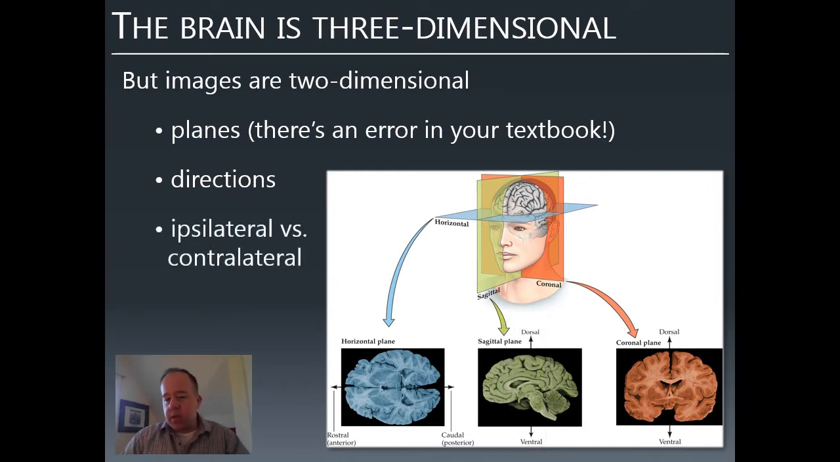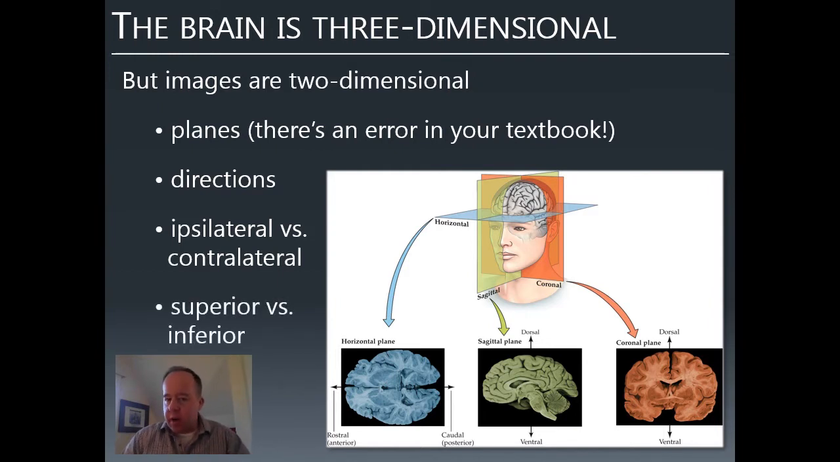There are some other terms we'll see every now and again. Ipsilateral and contralateral. Ipsilateral means on the same side. Contralateral means on the opposite side. So one side of the brain, motor cortex, controls the contralateral side of the body, the opposite side. You'll see that term every now and again. It just means these two things are on the same side or opposite sides.